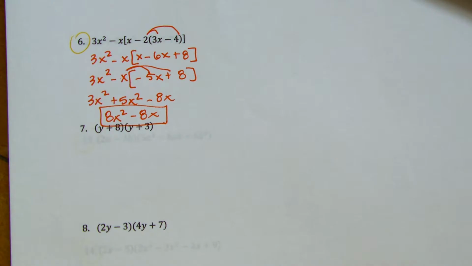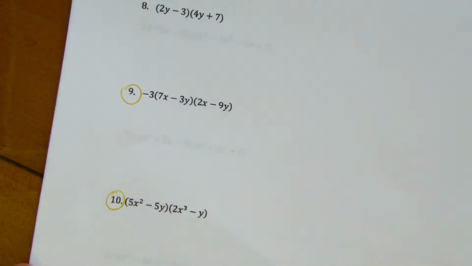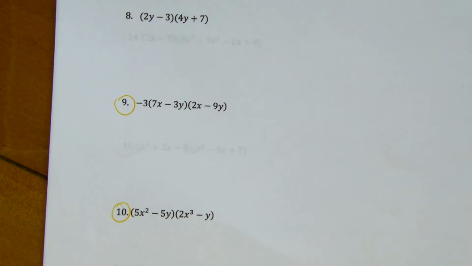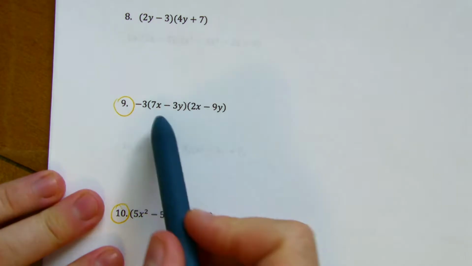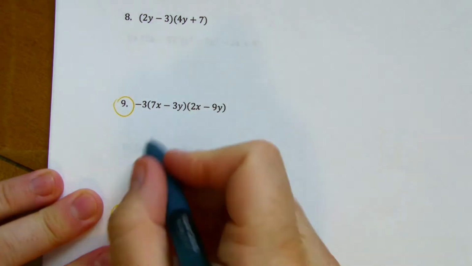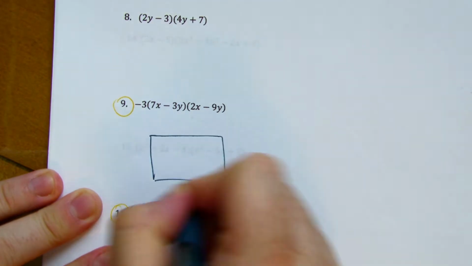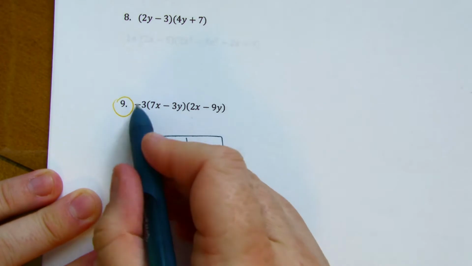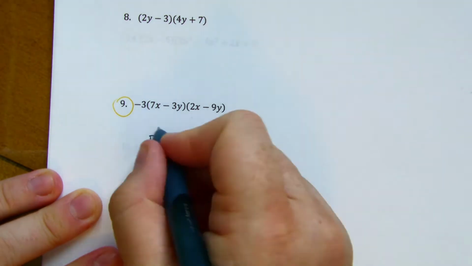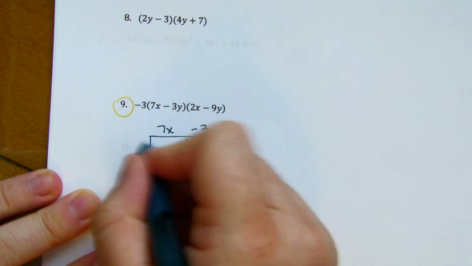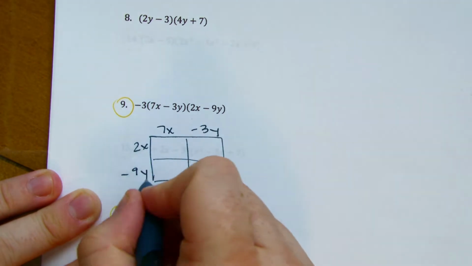So then the next one, we can go ahead and multiply. And this is where the process that I'm looking at here is going to change a little bit. What we want to do here is make a box based on how many terms are in each of these polynomials. So there's 2 terms here and 2 terms here. So I'm going to go ahead and make that box. And I'm just going to hold off in dealing with this -3 for now. So I have 7x minus 3y and 2x minus 9y.